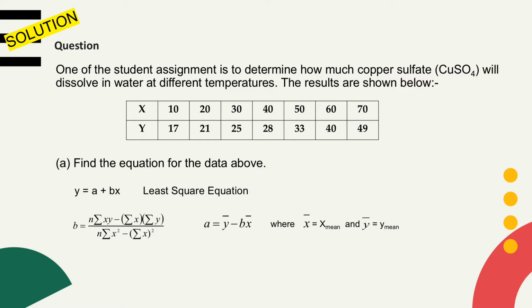For example, the summation of xy, summation of x, summation of y, and summation of x squared, as well as the average of x and the average of y. In order to solve all of these problems, we have to extend the table given to us by finding the additional information that are related to all of those terms. So in the following slide, I will show you how to extend the table by adding all of the necessary information.